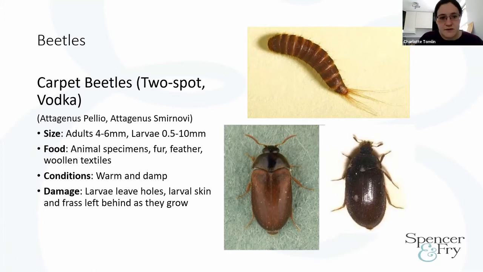The only thing to note is the vodka beetle is quite a recent addition to the UK, and its spread isn't quite as widespread as other carpet beetles. So at the moment, it's only been definitely identified in London, as well as smaller outbreaks in Birmingham and other major cities, but it's not quite as widespread as the others.